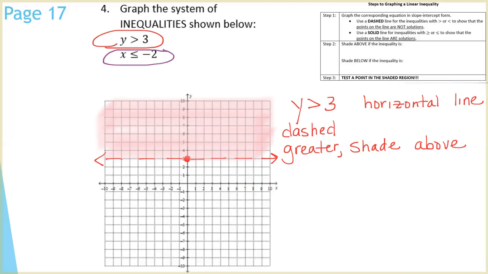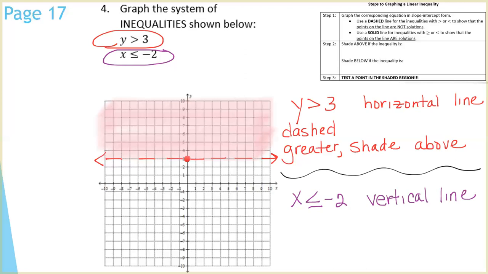For our second inequality, that says x is less than or equal to negative 2. And this is the opposite. So the opposite of horizontal is vertical. So this is a vertical line. So put a point at negative 2 on the x-axis. Now this one has the line under it, so it's going to be a solid line. So one of my students used to say, if it has a solid line under it, then we graph it with a solid line. If it doesn't have a solid line, then we graph it with a dashed line. And I think that works just fine. So a solid vertical line.